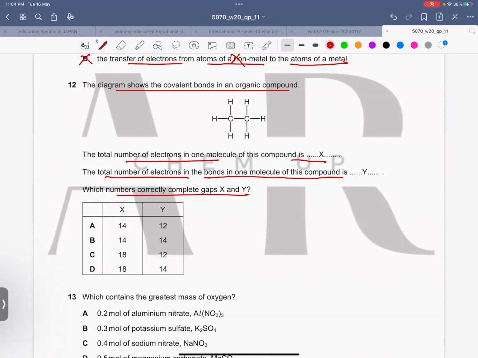Okay. So if you look at carbon, carbon is in group 4, but carbon has 6 electrons. And here we have 2 carbons, which means 6 times 2, so we have 12 electrons. And there are how many hydrogens? There are 6 hydrogens, and each hydrogen has 1 electron. So 1 times 6, so 6 electrons over here. So 12 plus 6 gives me 18 electrons. So the value of X would be 18, and due to this, I can mark A and B wrong. Is this understandable? Yes.